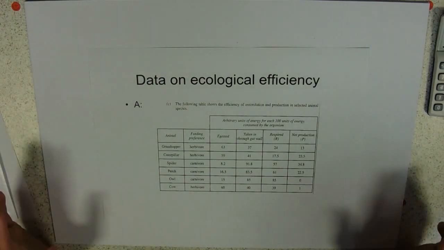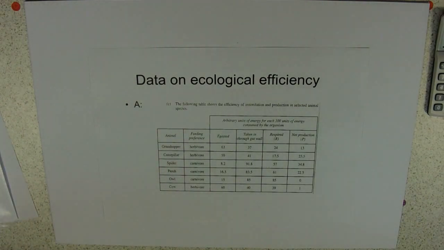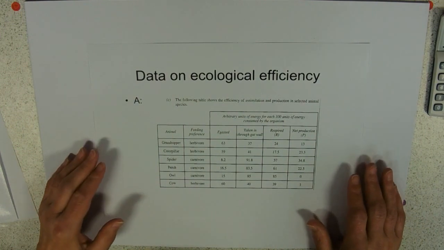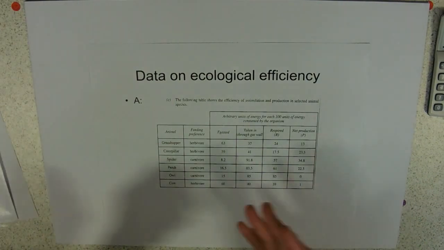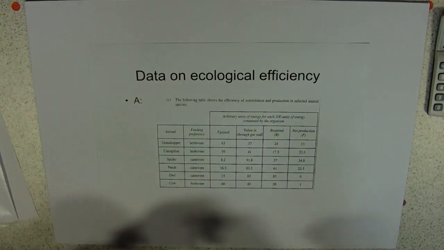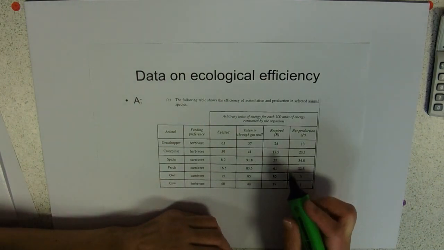So, data on ecological efficiency. I've got a couple of questions that have occurred in various forms and a number of times, and it's always very overfacing to get a big table of data in a question. So I'm just going to walk you through this. The following table shows the efficiency of assimilation and production in selected animal species.